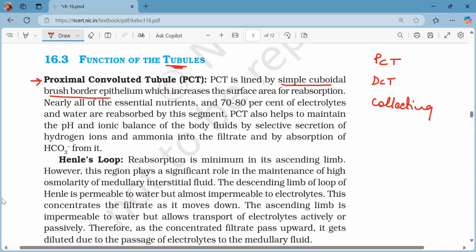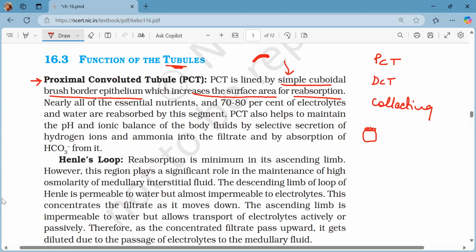Brush border epithelium lines the inner side; it is simple cuboidal brush border. Brush border means cube-like cells are there and they have cilia on top of them. So they are brush bordered epithelium, and this increases the surface area for absorption so that more and more absorption can take place from this tubule.